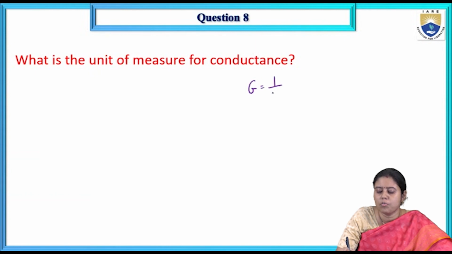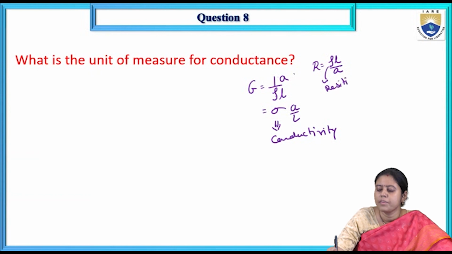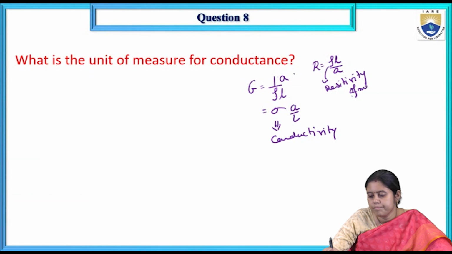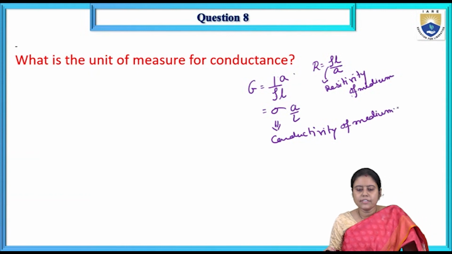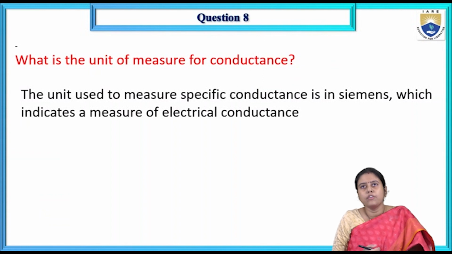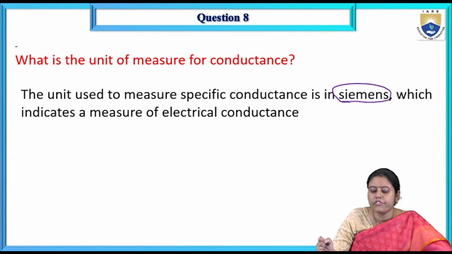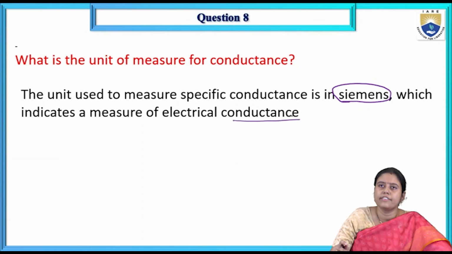So G is equal to 1 by R. Actually R is equal to rho L by A. So it becomes 1 by (rho L by A), or sometimes we write it as sigma A by L. What is sigma? Sigma is called the conductivity. Rho is known as the resistivity of the medium, and sigma is known as the conductivity of the medium. Okay. What is the unit of measure? The unit used to measure the specific conductance is Siemens. So this is the unit of conductance, which indicates a measure of electrical conductance.